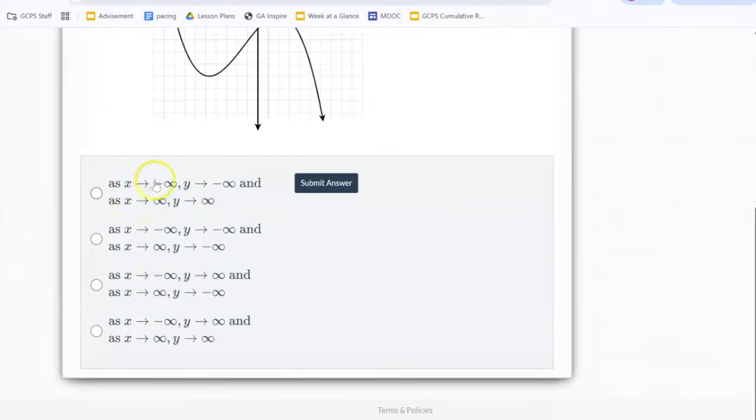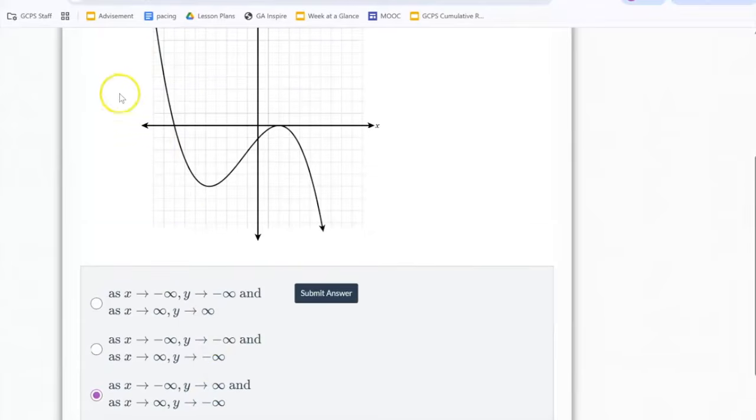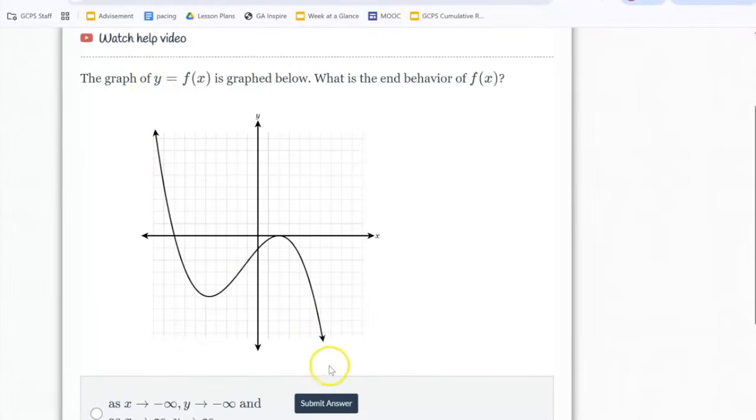X is going to negative infinity, Y is not going to positive. X is going to negative infinity, Y is going to positive, and then I just double check the Y's are different. This is the answer. In this case, Y's are the same. So remember, they're not the same because one is going up and one is going down.